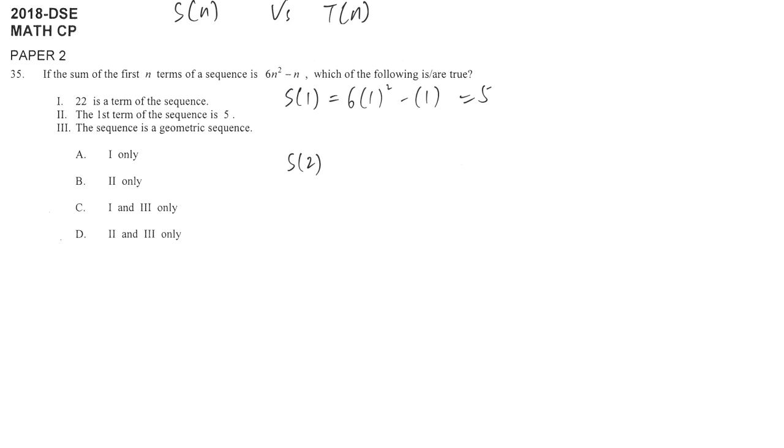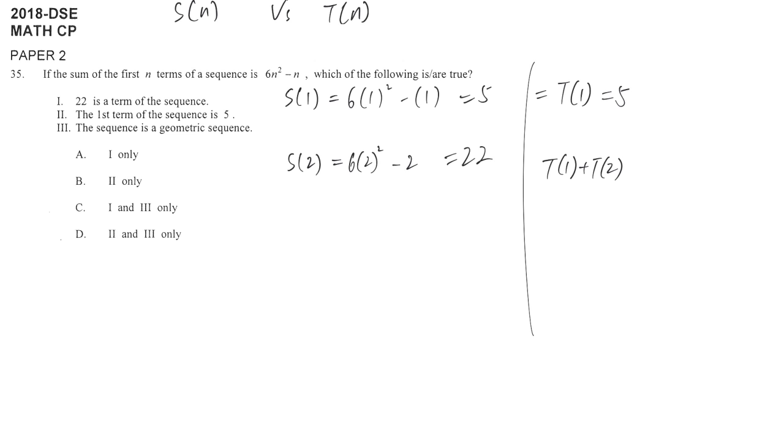Okay, the first term is equal to 5. S1, you may also think of it as T1 because only one term is involved. So the first term is 5. After that, if we talk about S2, in your mind you should remind yourself this is the first term plus the second term, not only the second one. So this is 6 times bracket 2 squared, and then minus 2. You will get 22. So if you think carefully, two terms together give you 22.